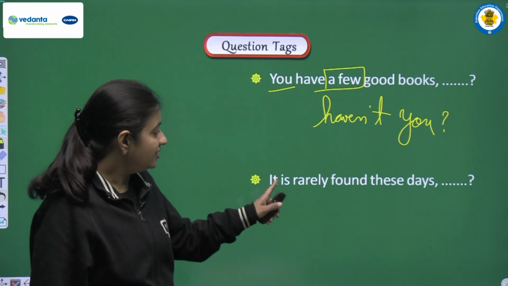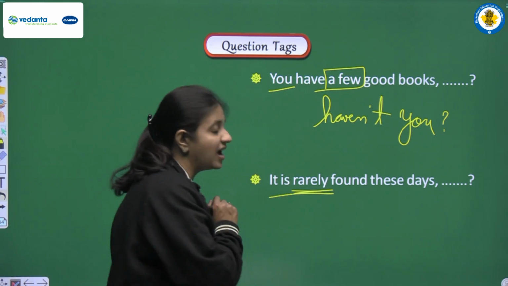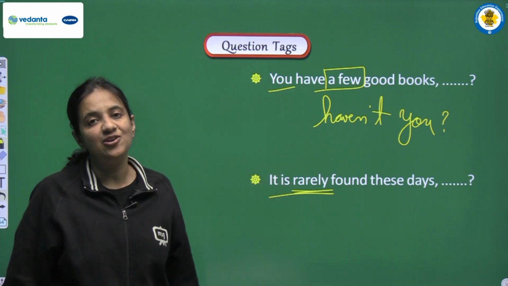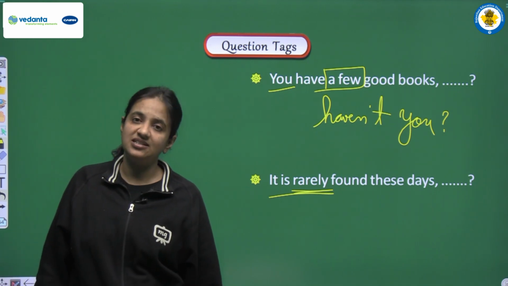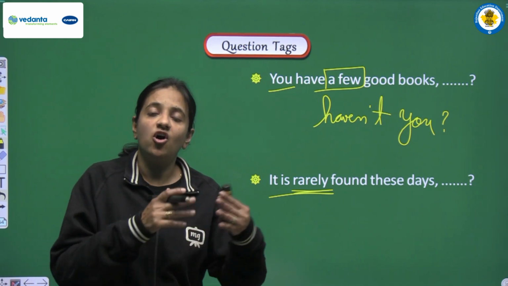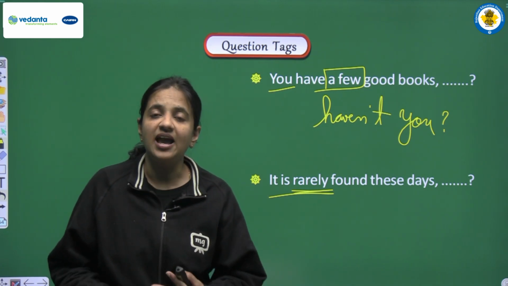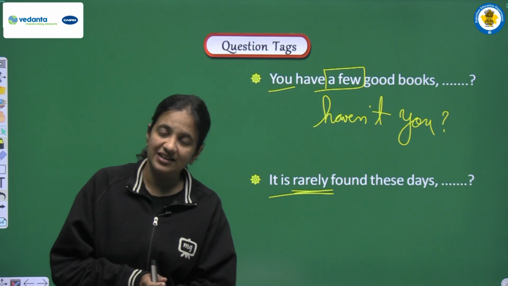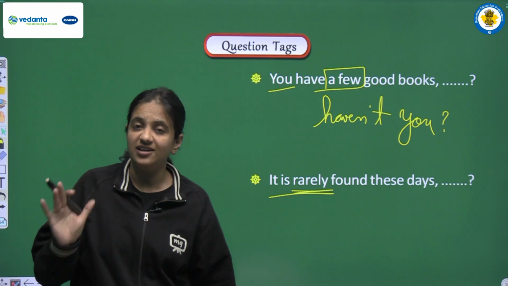Next is "It is rarely found these days." In this sentence we are having "rarely". Because of this word we can say that we are having a negative statement. So yes students, we have discussed all these words. You have to learn that all these words are considered negative words, and if we are having any of these words in the sentence, then the sentence becomes a negative sentence, and then the question tag will be a positive question tag.